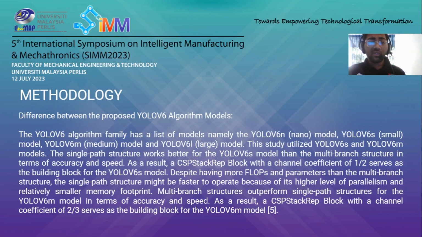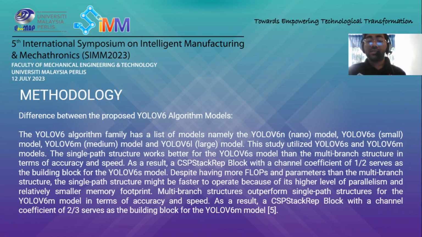Firstly, the YOLOv6 algorithm family has a list of models, namely the YOLOv6n, nano model, YOLOv6s, small model, YOLOv6m, medium model, and lastly YOLOv6l, large model. This study utilized the YOLOv6s and YOLOv6m models. The single path structure works better for the YOLOv6s model than the multi-branch structure in terms of accuracy and speed.